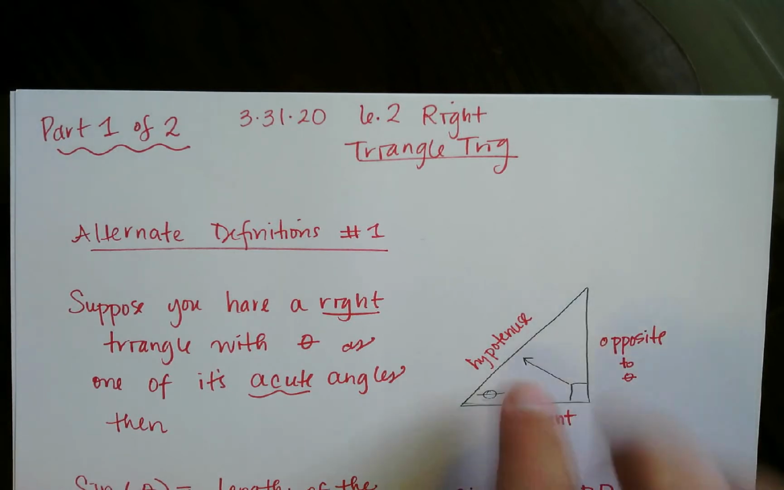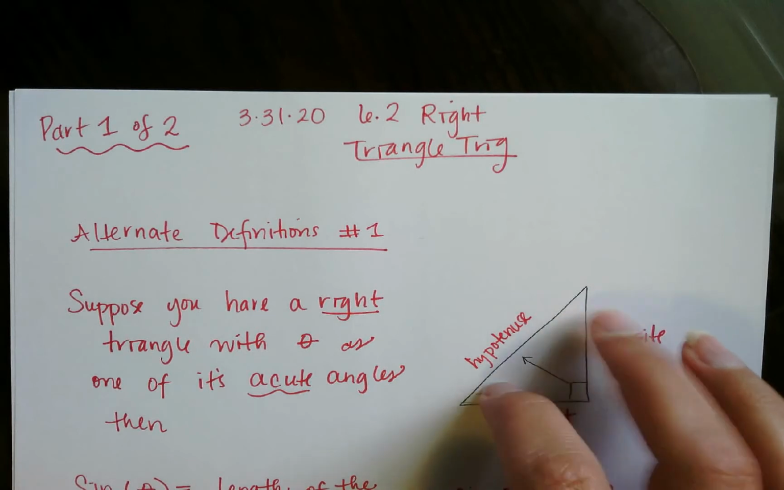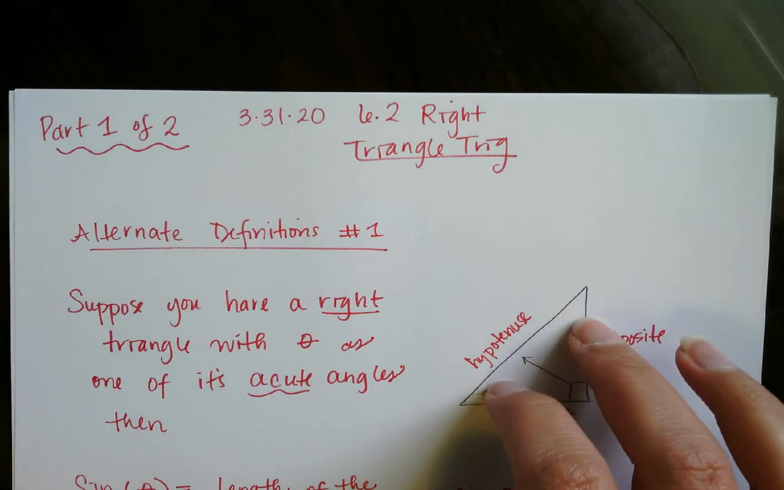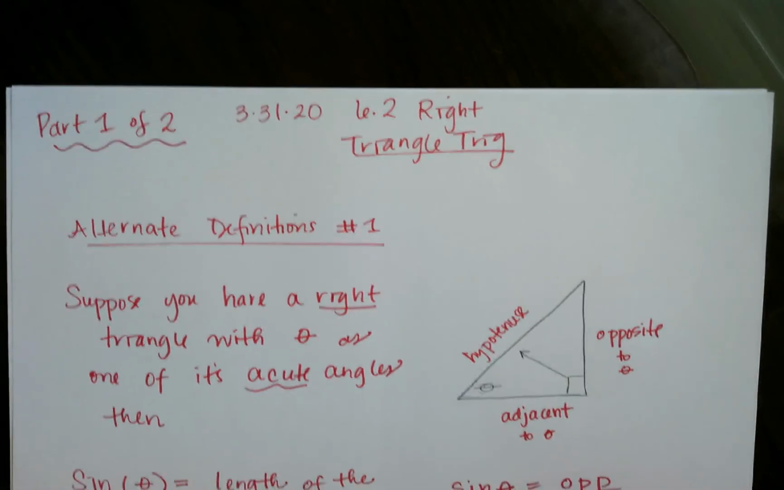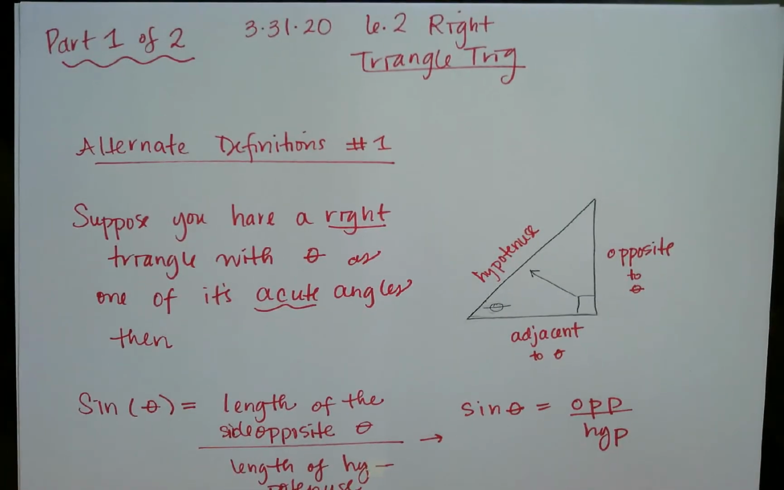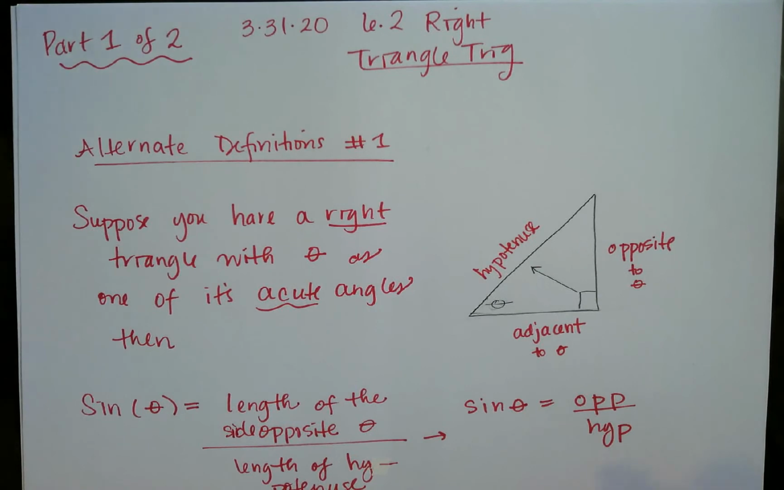So you have a right triangle. Theta is one of these acute angles. These two angles in a right triangle are acute, less than 90 degrees, and then there's your 90 degrees. Then sine of theta is the length of the opposite side, or side opposite of theta, over the length of the hypotenuse side. So sine is opposite over hypotenuse.